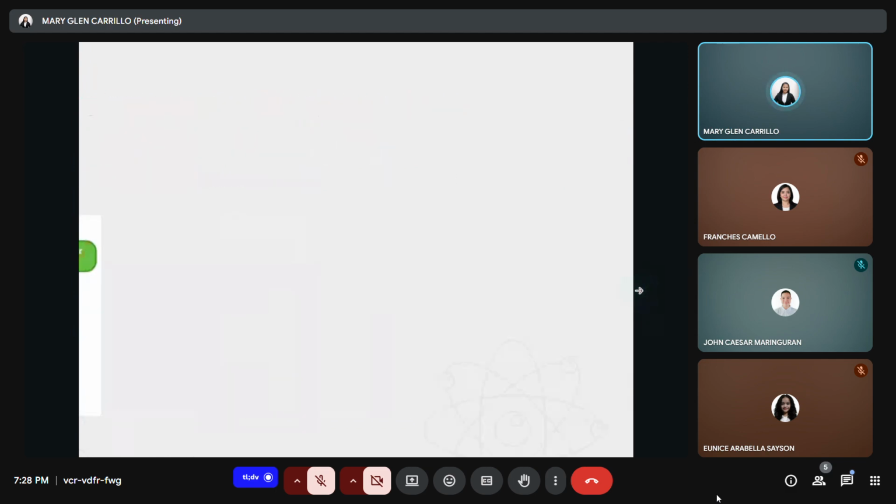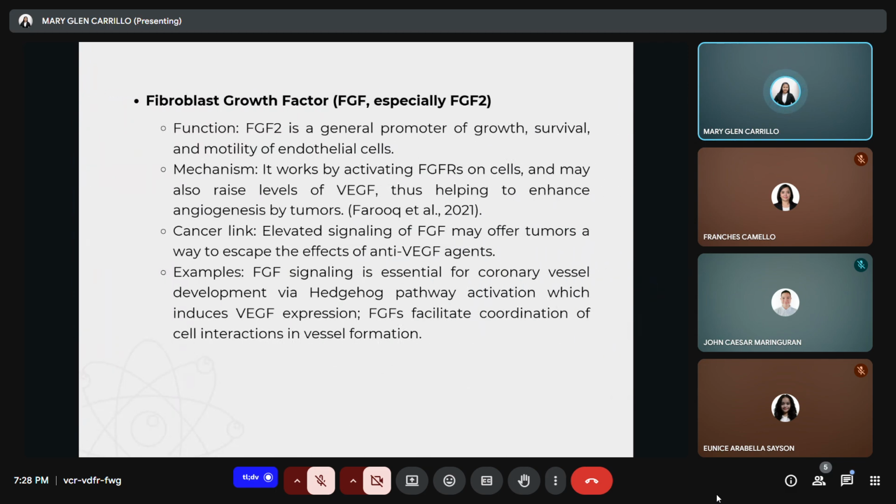Moving on, the next gene that promotes vascularization is the fibroblast growth factor, especially FGF2. FGF2 is a general promoter of growth, survival, and motility of endothelial cells.